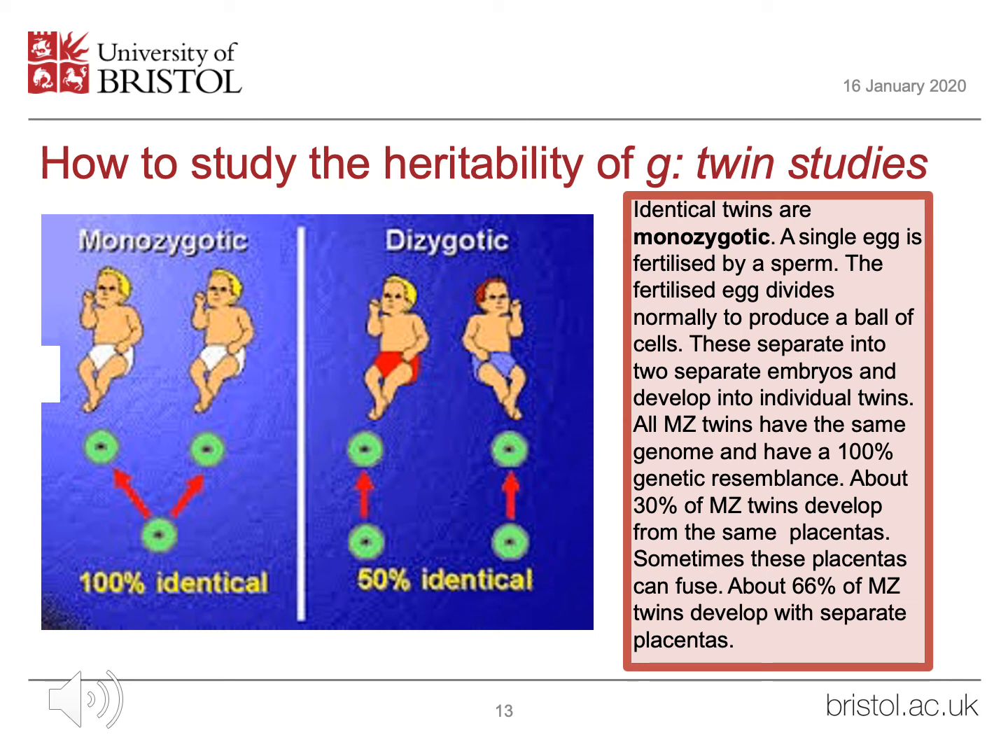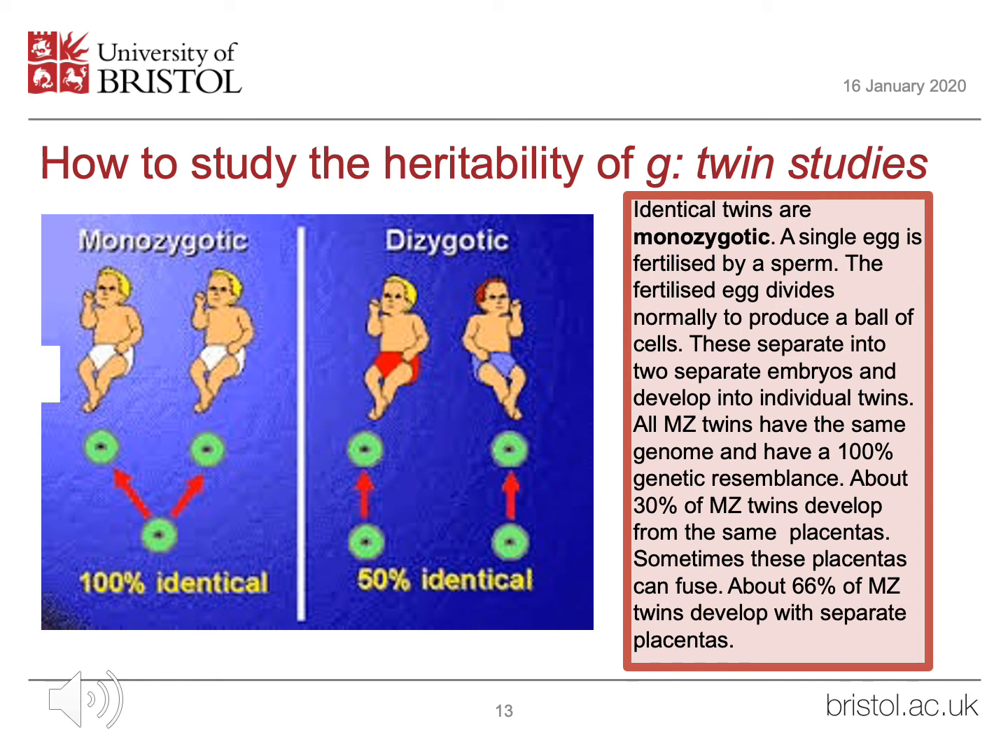All MZ twins are assumed to have the same genome, although it is possible that some mutations might occur after separation, while they're still developing in the uterus. Therefore, all MZ twins are assumed to have 100% genetic resemblance.